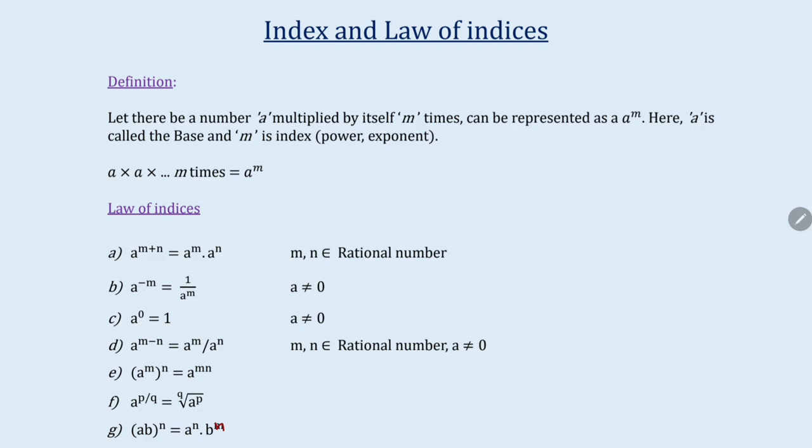So the next topic we have is index and law of indices. तो सबसे पहले हम इंडेक्स की डेफिनेशन देख लेते हैं कि इंडेक्स होता क्या है. The definition is, let there be a number a multiplied by itself m times, then it can be represented as a raised m. Here a is called the base and m is called the index, and index is also called power or exponent.